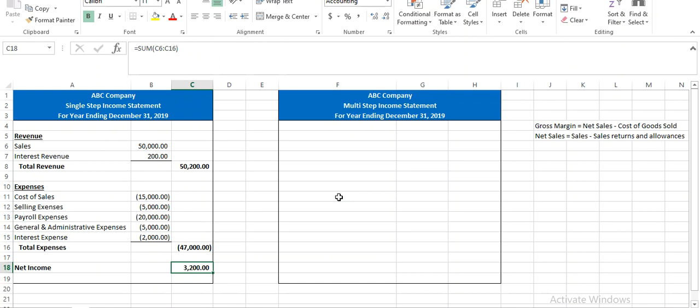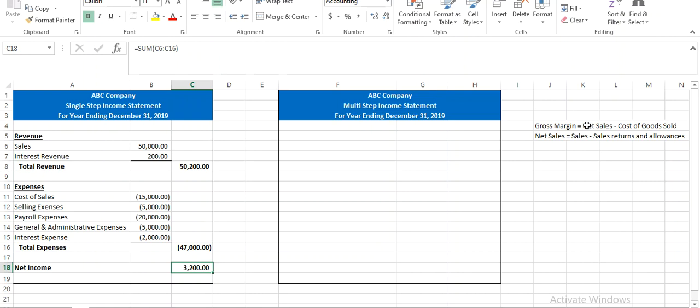So working on this multi-step income statement, the first thing we need to calculate, which I started to put on the side here, is our gross margin. And what we should have seen in the book, in order to calculate your gross margin is a formula that is net sales minus our cost of goods sold. And so we're going to take that information and plug it into our multi-step income statement, of course, starting with our net sales.